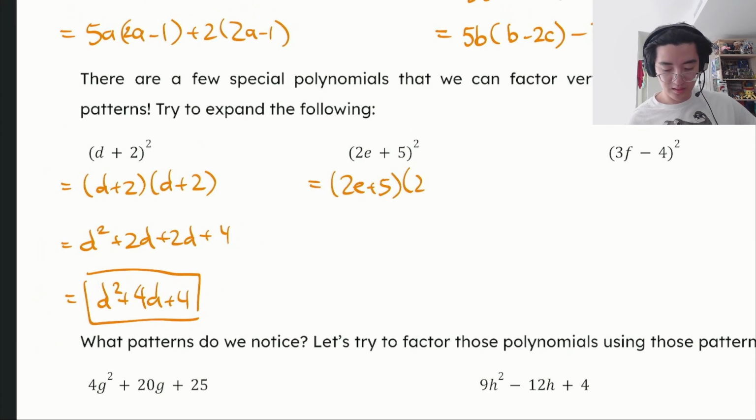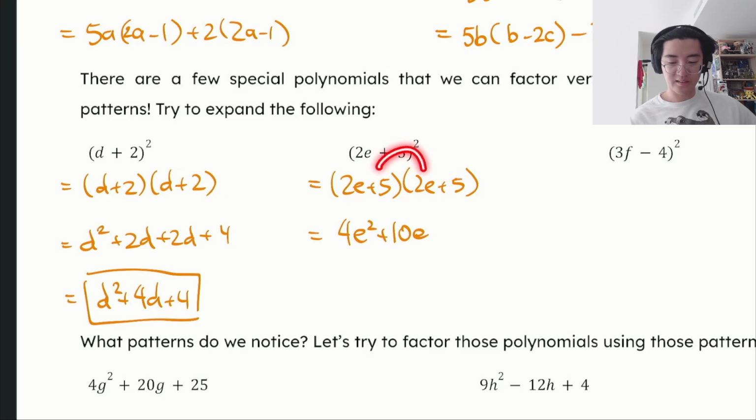Once again, squared is just this thing twice. 2e times 2e is 4e squared, 2e times 5, 5 times 2e, 5 times 5.